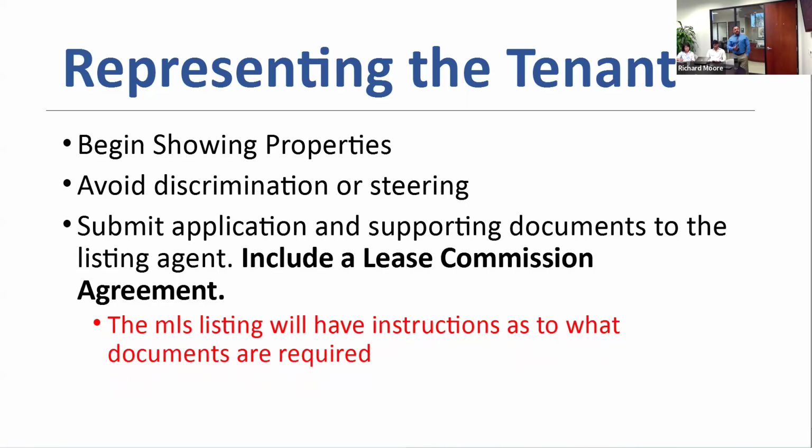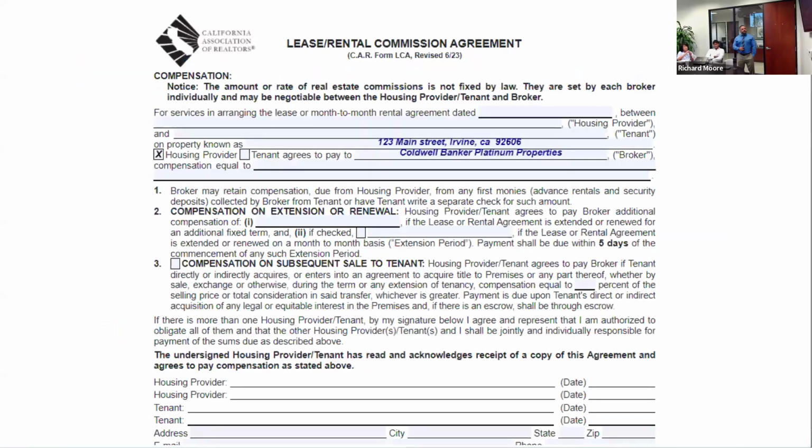So the MLS listing is going to have instructions. Again, some will have instructions, some might not, on what to submit when you're submitting your application packet. Some of them are going to say, submit your application and credit report, last 2 pay stubs, last 2 bank statements. And some might say that plus last year's tax return, or last 2 years tax returns, or whatever it is. They might have different criteria, different requirements. So read before you submit for each property.